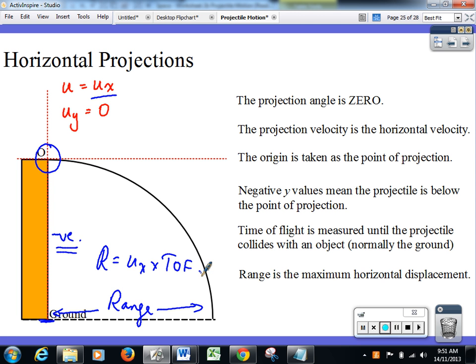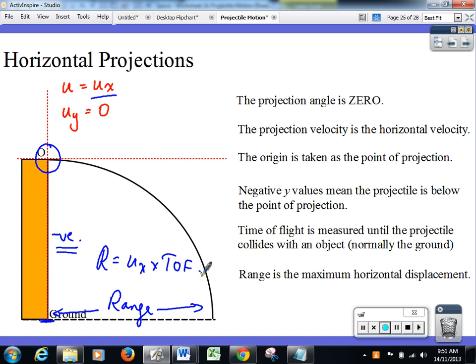However, the time of flight is going to be much shorter. We don't need to do anything like doubling it like a ground-to-ground projection. The time of flight is just how long it takes to fall straight down. Okay. So the time of flight is measured until the projectile hits an object. In this case, it's mostly the ground, or in other cases, it could be the water or the ocean. Okay. Are we okay with all that?